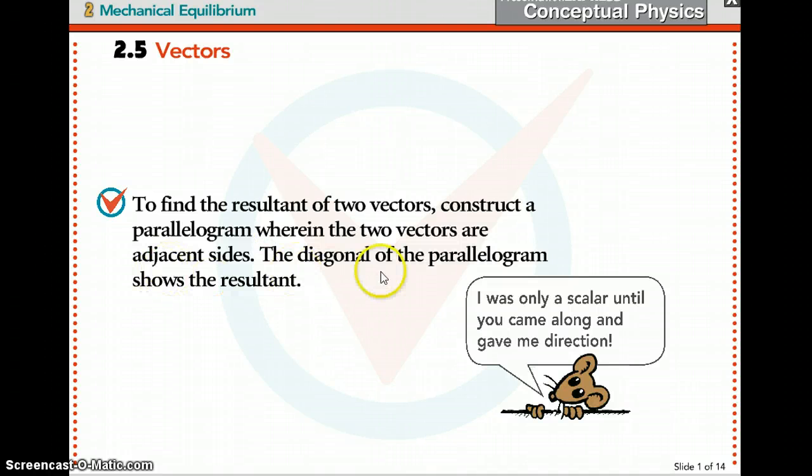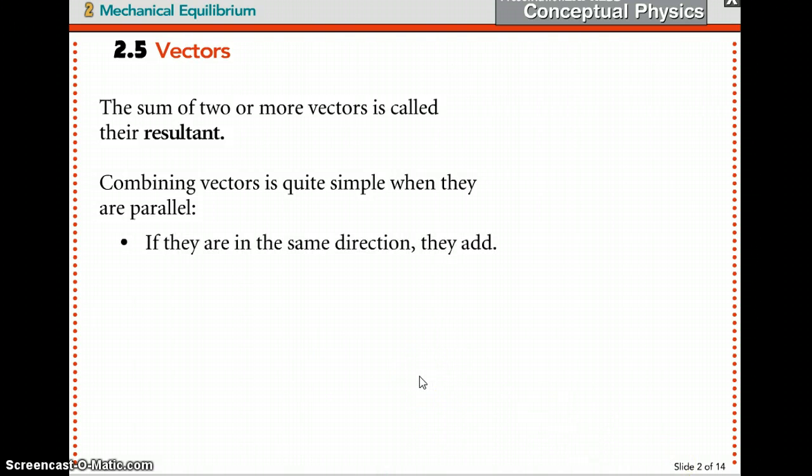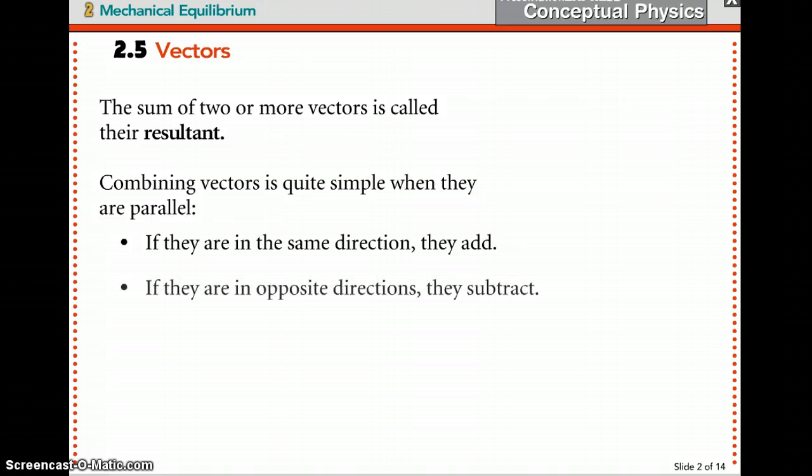The diagonal side of the parallelogram shows the resultant. Okay, so when we add two or more vectors together, that is called a resultant. So we're combining two vectors in some kind of way. It's simple when they are parallel. If they're in the same direction, we add them together and they just combine to make a bigger vector. If it's in opposite direction, then we subtract them.